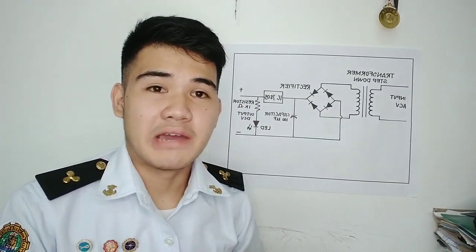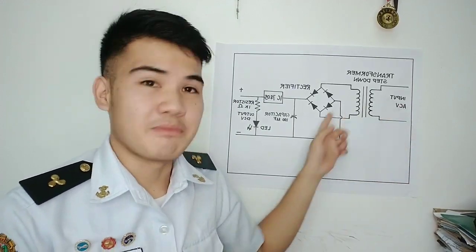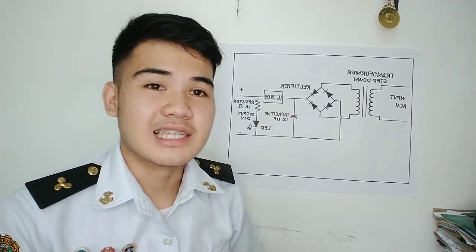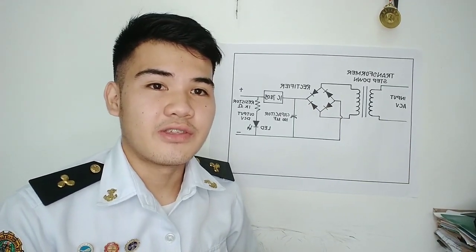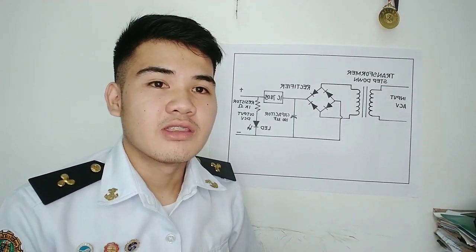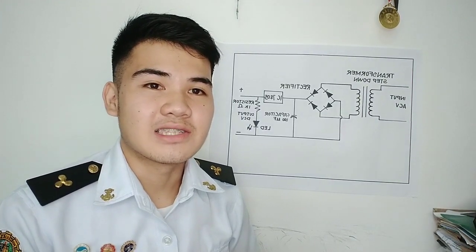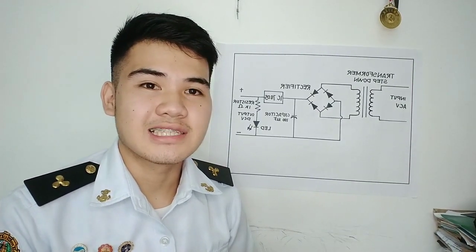So thank you so much everyone for watching my assessment. There are 5 components of this schematic diagram. The first one is the step-down transformer, the second one is the rectifier, the third one is the capacitor, the fourth one is the IC7805, and the last one is the resistor.